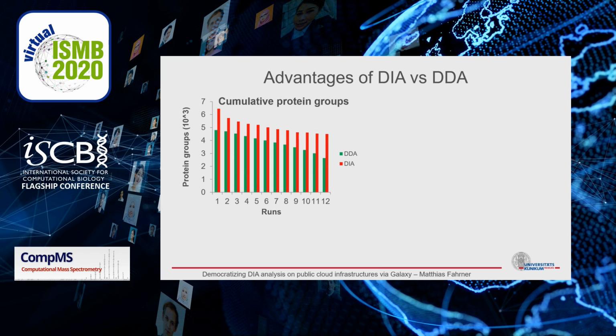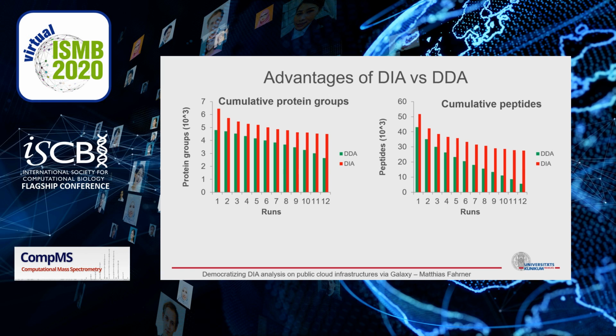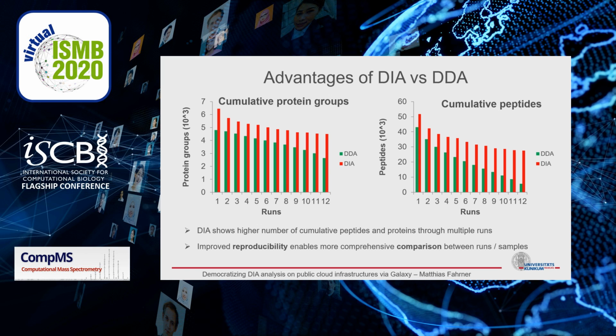To investigate the two different methods, we measured 12 replicates of T lymphocyte samples. For both methods, the number of cumulative protein groups, meaning proteins which were identified in all runs, is decreasing with additional runs. This effect is more strongly visible when looking at the identification of peptides. In general, DIA shows a higher number of cumulative peptides and proteins across multiple runs. This highlights the reproducibility of the measurements and enables more comprehensive comparison between the runs.